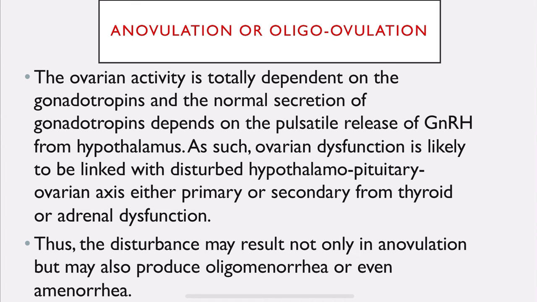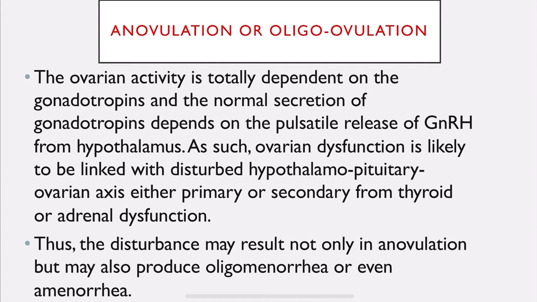It does not help in the maturation of the follicles. As the maturation doesn't occur, ovulation won't take place. So guys, what you have to write here: the ovarian factor is dependent upon the HPOA. Whenever there is some disturbance in this HPOA, ovarian dysfunction is responsible. What happens here? It would be primary, that is GnRH would be directly responsible, or the other two hormones, that is thyroid and adrenal dysfunction, can occur.